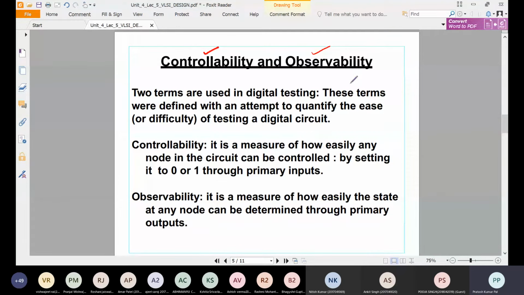So for a particular digital circuit, whatever digital circuit is given, we will be finding whether it is showing the observability property or not, or whether it has the controllability property or not. One by one we will see what is controllability and what is observability. Controllability, as the name suggests, is a measure of how easily any node in the circuit can be controlled. Suppose any circuit is this one.